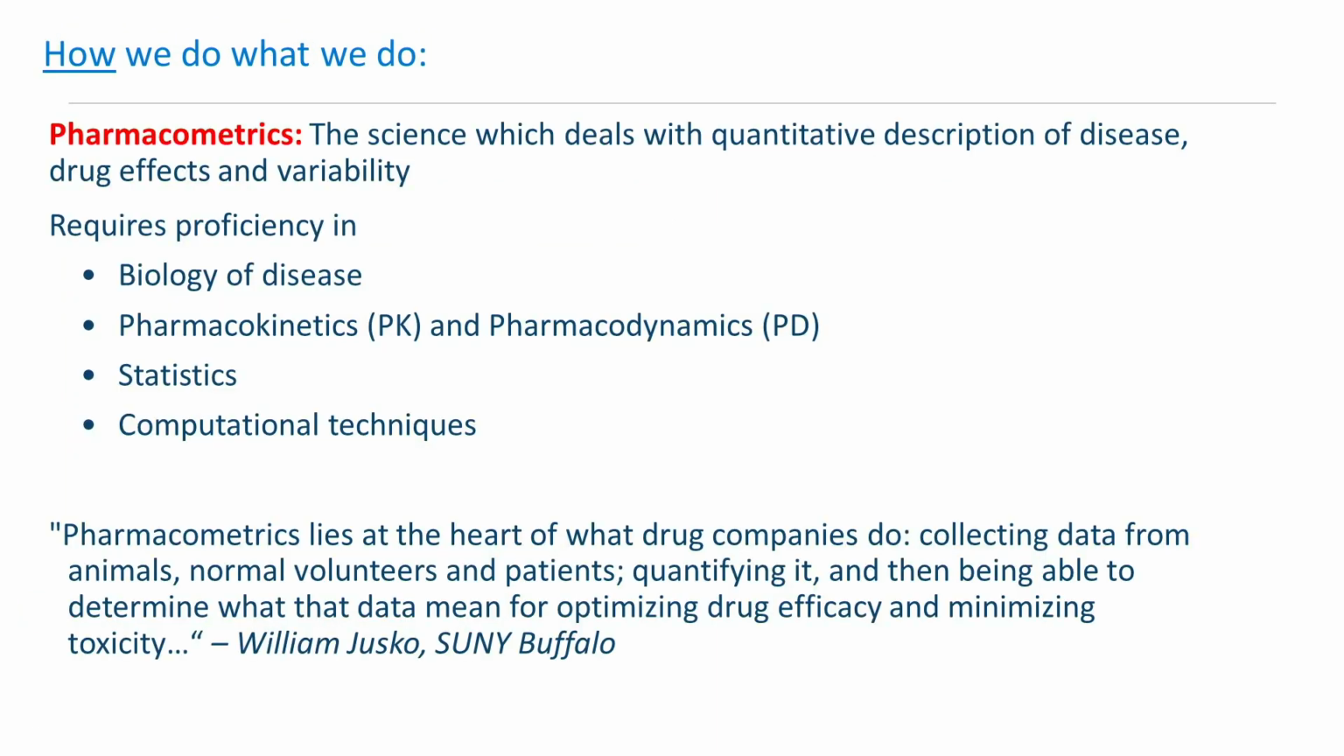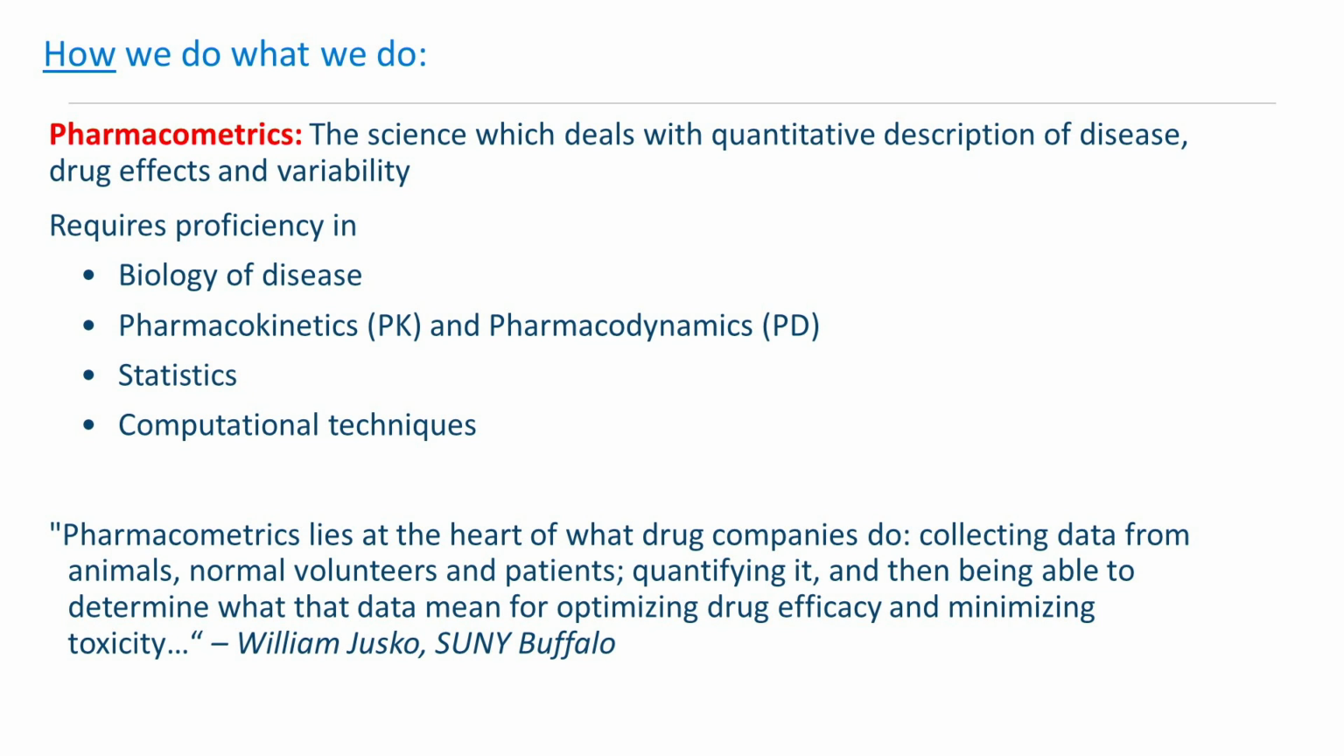And how do we do what we do? We do it through the application of pharmacometrics. This is the science which deals with quantitative description of disease, drug effects, and variability. This is how we implement model-informed drug development. It requires proficiency in a number of areas, such as the biology of disease, PK and PD, as I mentioned before, and mathematics or statistics, as well as computational techniques.